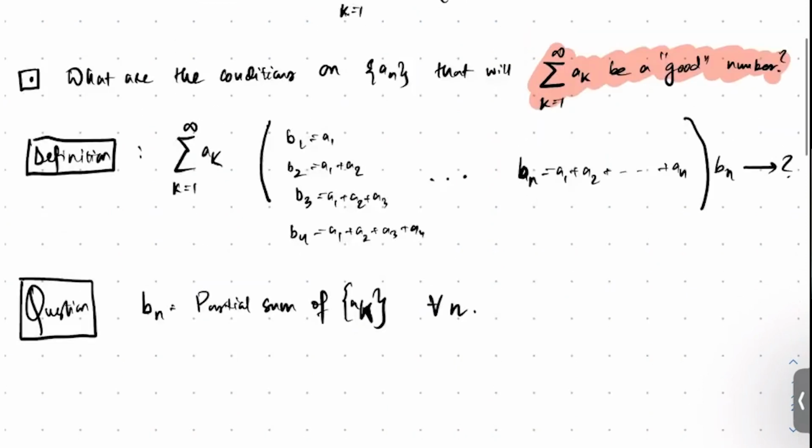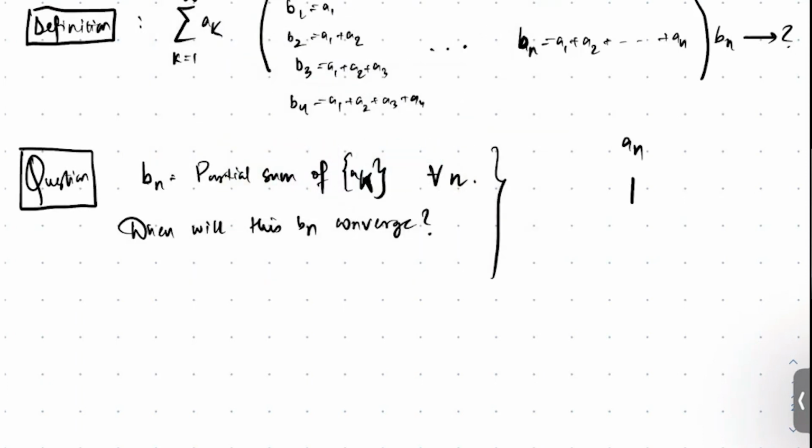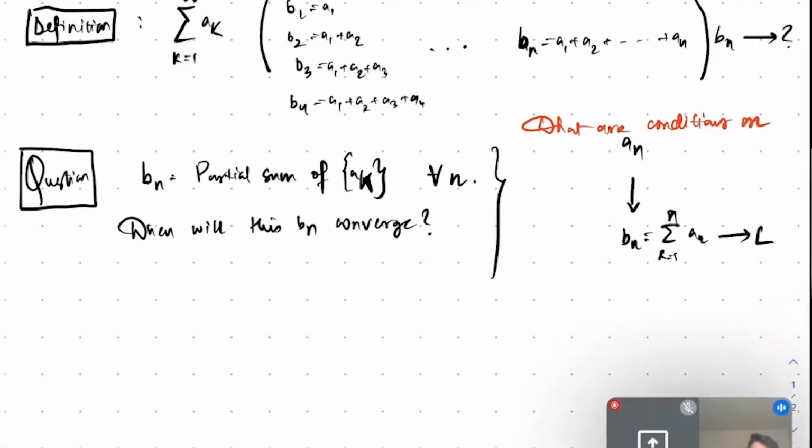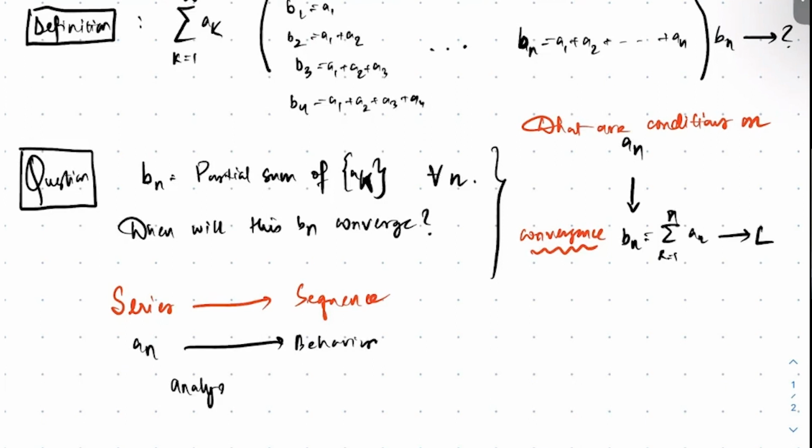So our goal is to say that by a good number, we mean that bn converges. You see that the bn are produced from an, the partial sums, so the behavior of bn will depend on the behavior of an. I'm again repeating: what is the behavior of an that leads to the convergence of this partial sum sequence? Essentially, we are converting a series problem into a sequence problem, and we are seeing how the underlying sequence behaves, to analyze the convergence of the series.